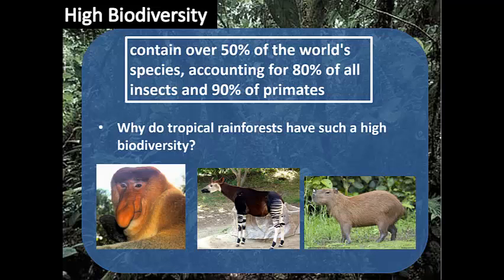The last picture on your right is a capybara, which looks like an oversized hamster. This is actually the largest rodent in the world and is found in the Amazon forest in South America.